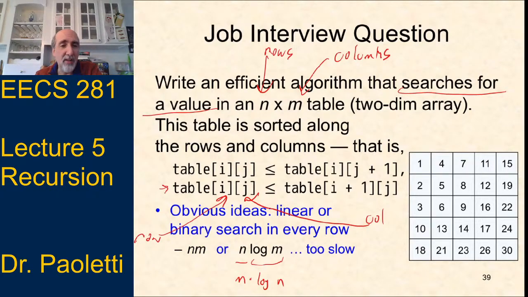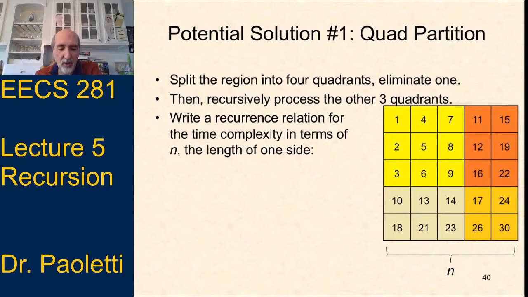Okay, so my claim is we're still too slow, even at n log m or m log n. So what we're going to do is say, hey, let's divide it up. Instead of dividing it into rows, let's divide it into 4 regions, right? Let's cut it down the vertical and horizontal axes. Let's cut it into 4 regions. And what I can do is, if I'm looking for a certain value, I can eliminate one of the regions.